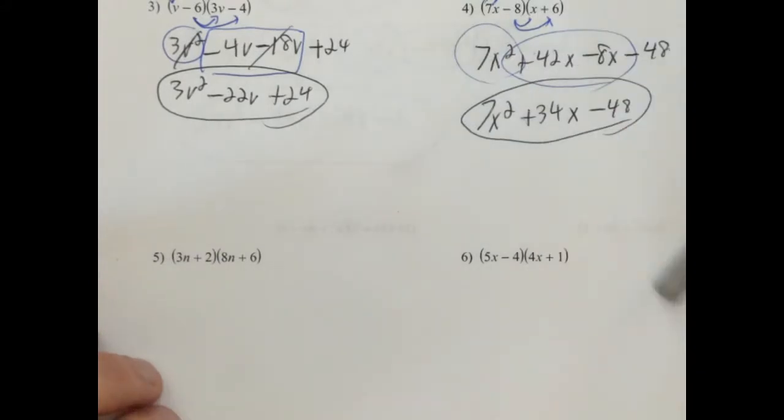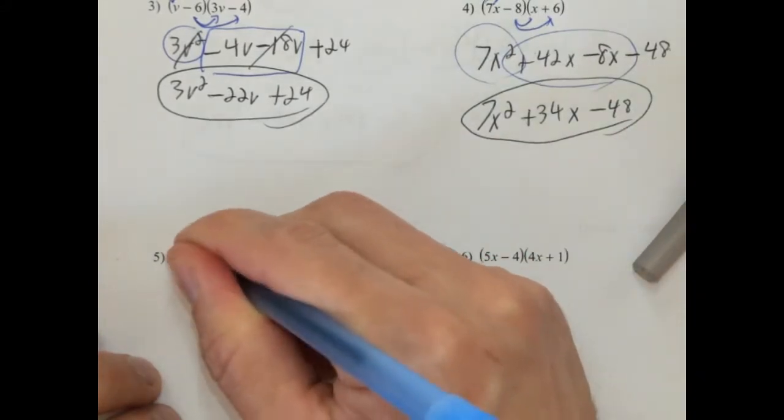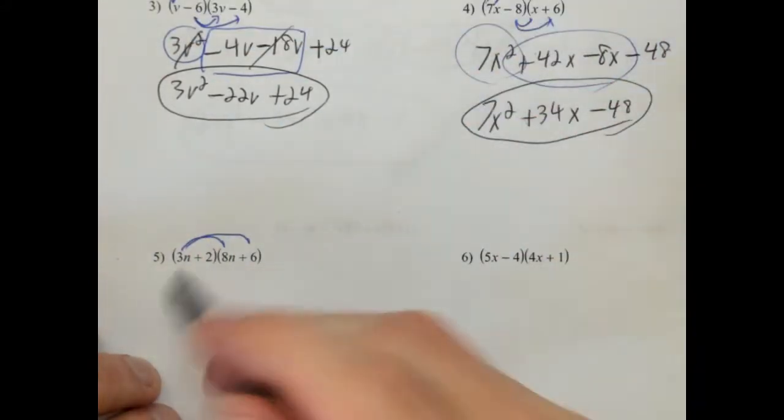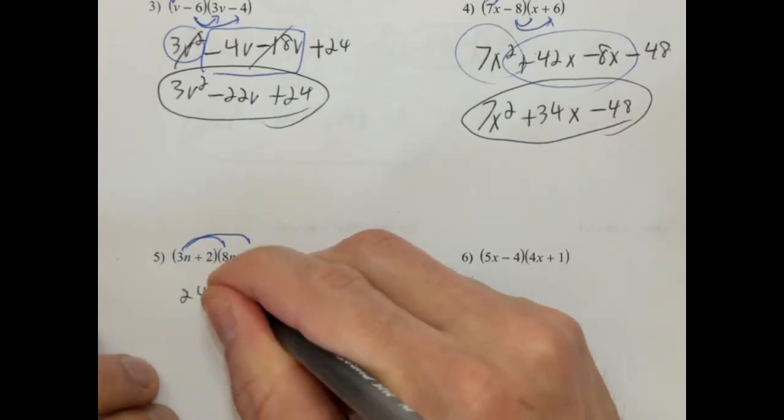Awesome. Okay. So here we have 3n times 8n and 3n times 6. So 3n times 8n is 24n squared.